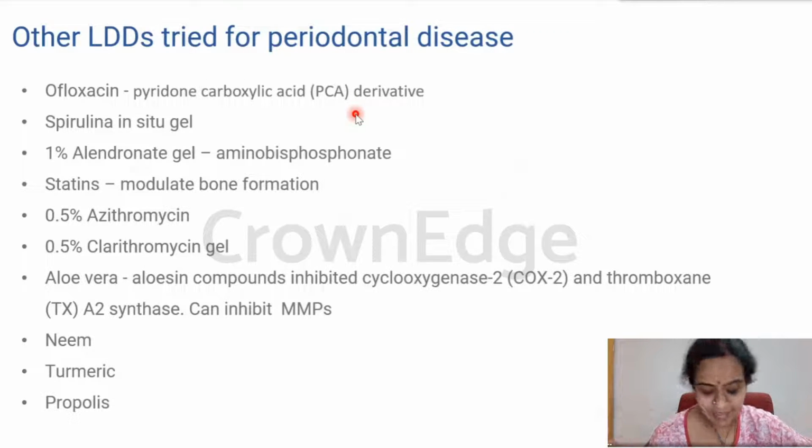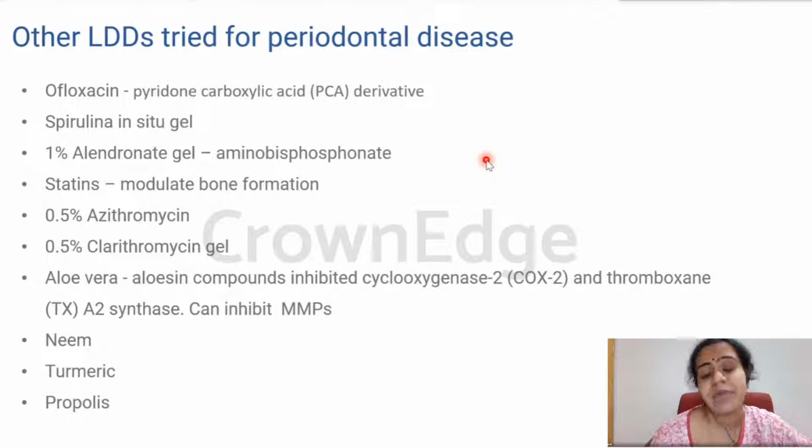The other LDDs that have been tried, these are all new things that are coming up: ofloxacin, spirulina, 1% alendronate. That is our bisphosphonate, like we were talking about host modulation. They have tried 1% alendronate gel in the pocket, and this was done in Bangalore by Dr. A.R. Pradeep sir. He has more papers on this than anybody else, I think.